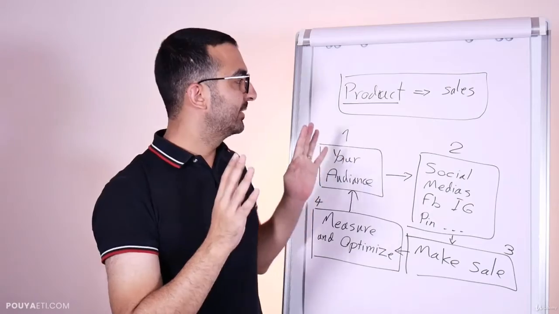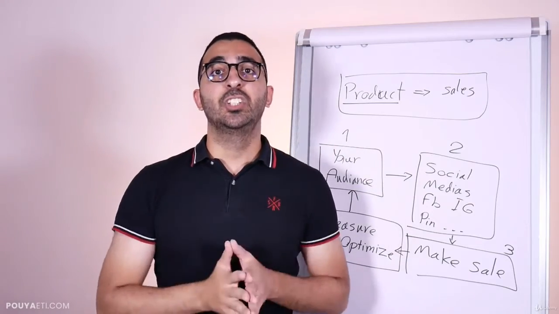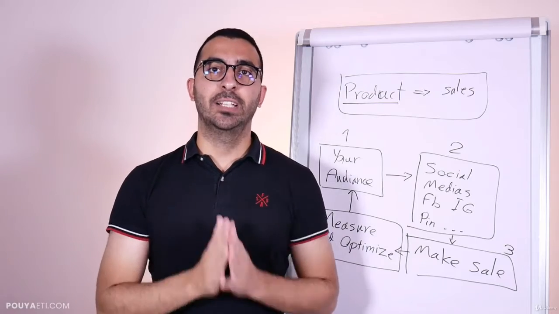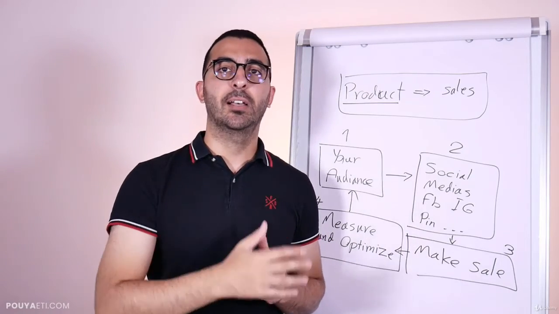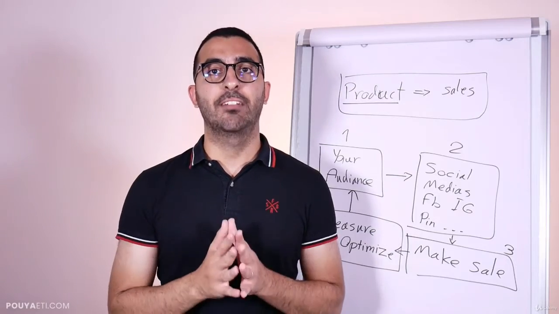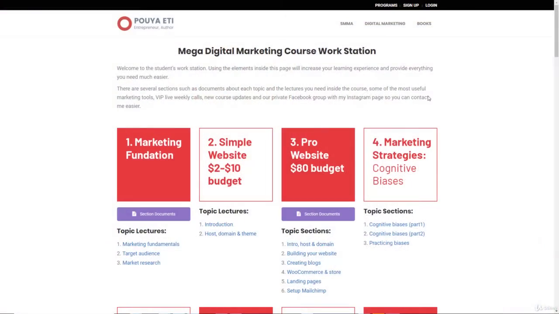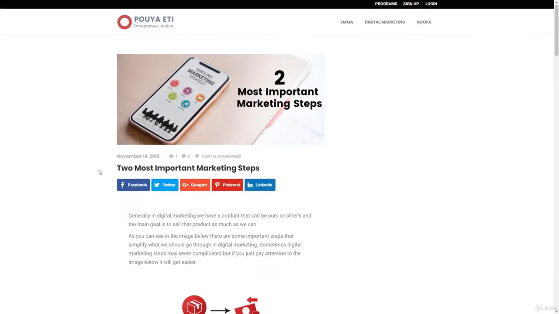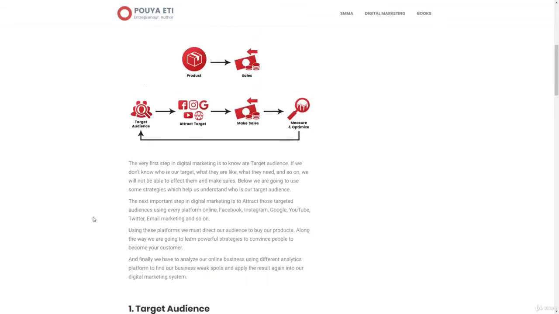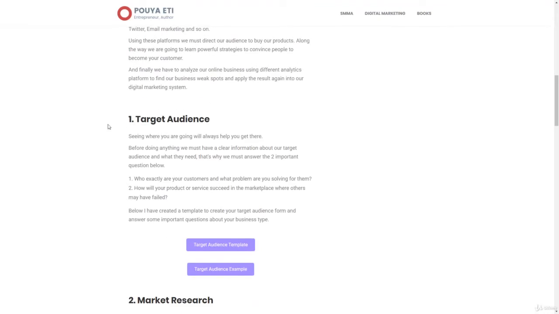All right, so more or less that was all about digital marketing, the whole picture and what you have to do. In the next part, we are going to take a look at the documents that we have. So in the next lecture, you have to go to your workstation. Under Marketing Fundamentals, click on section Documents, and there you will see the same thing we talked about in the beginning.